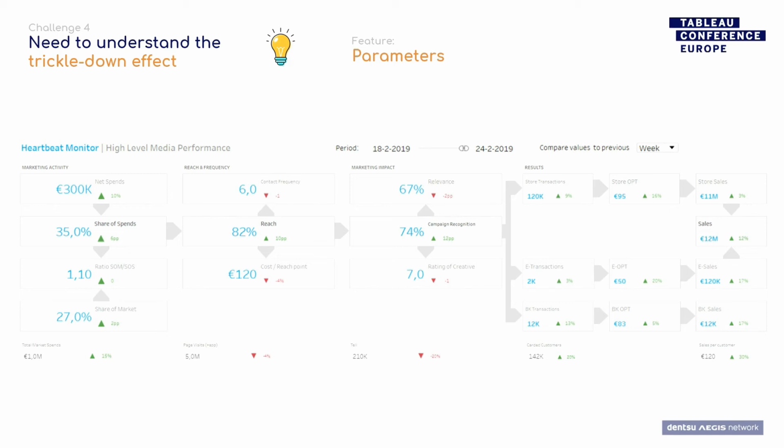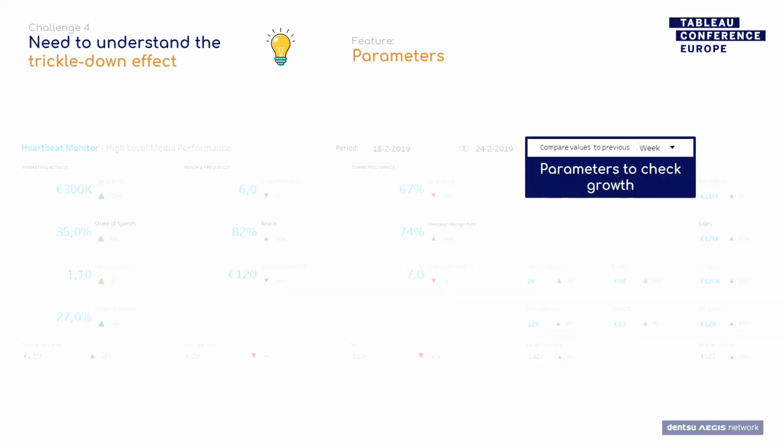So how many of you are using parameters already on your dashboards? Okay, great. I think I saw like 50% raising their hands. How are we using parameters? We're using two kinds of parameters. We're using parameters to check the growth. So for all the growth percentages, you could pick there either week or year or month. So you would compare the values to the previous year, week, or month.